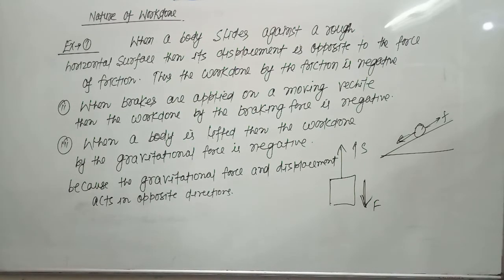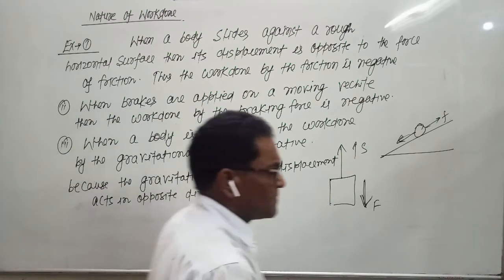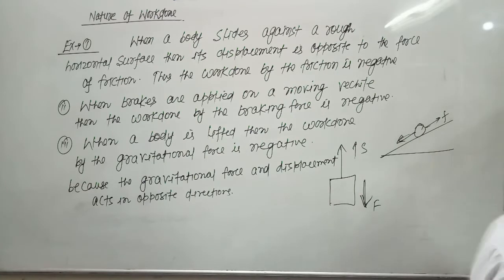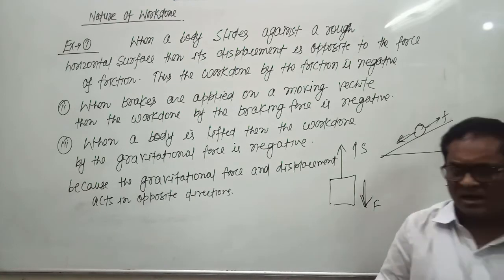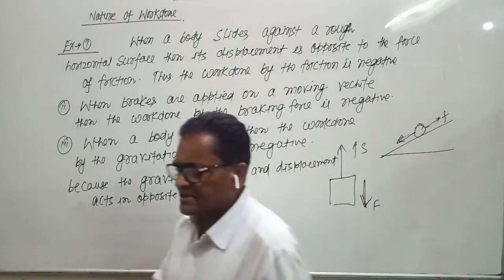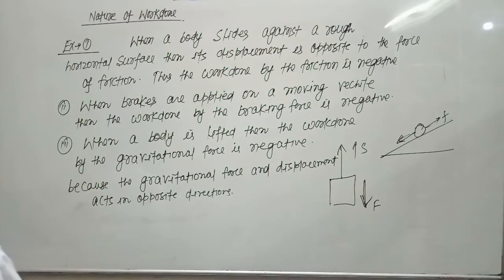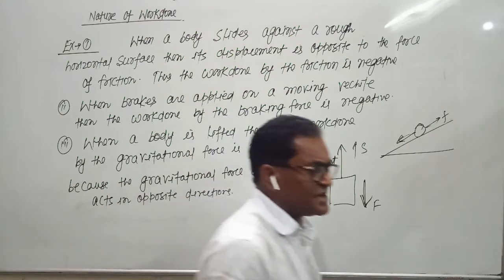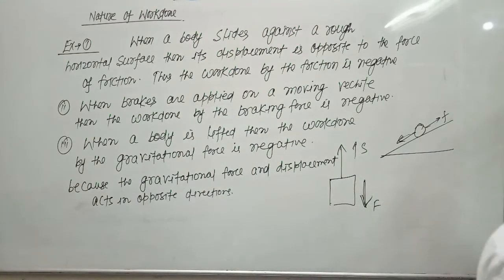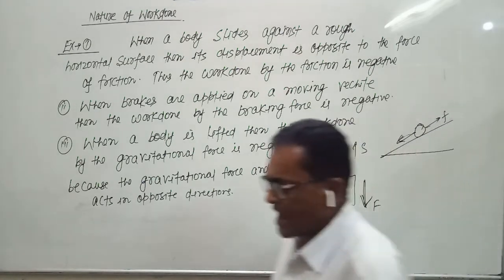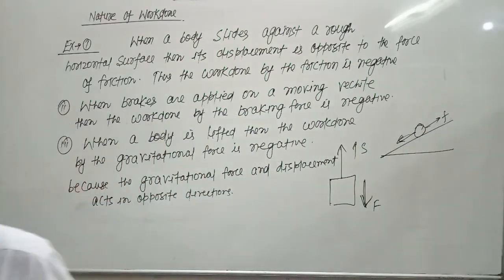Firstly, we have to understand the definition of negative work done. If the applied force and the displacement are in opposite directions, then the work done is called negative work done. And in negative work done, theta must be obtuse, means greater than 90 degrees. And examples of negative work done.